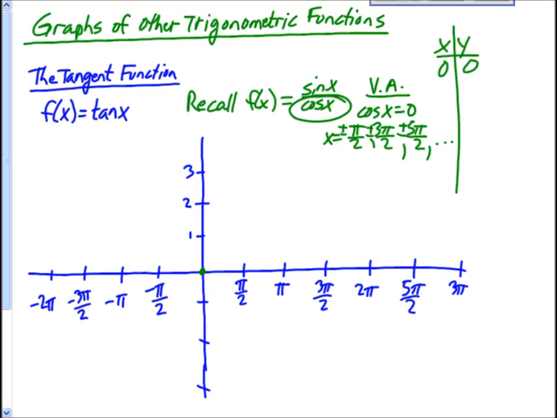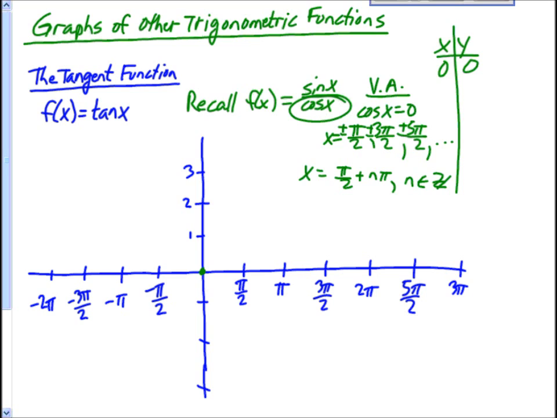So if you want to, you could also state that your vertical asymptotes would occur at pi halves plus n pi, as you're going up pi amount, where n can be any integer. If you want to generalize that set of vertical asymptotes, for example, if n is 0, you have pi halves plus 0 times pi, which is just pi halves.